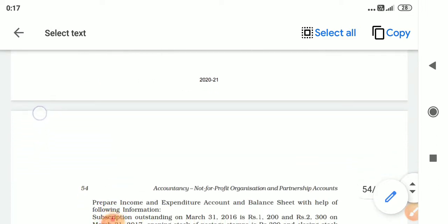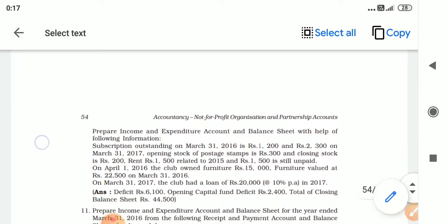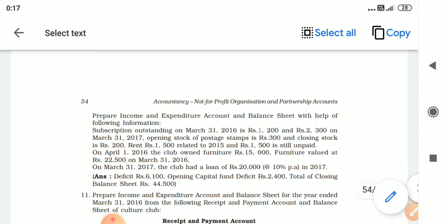Let us first see the adjustments. We have to prepare income and expenditure account and balance sheet. So you have to prepare opening balance sheet, closing balance sheet and income and expenditure account. You have subscription outstanding. Then you have opening stock of postage stamp. This is same like cost of materials, cost of stationery consumed. You have to calculate cost of postage stamp consumed.